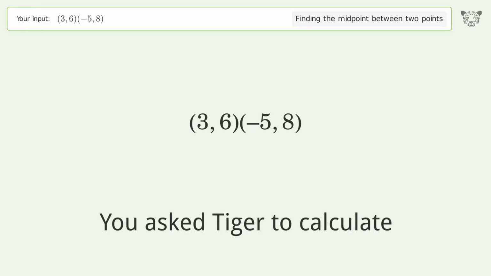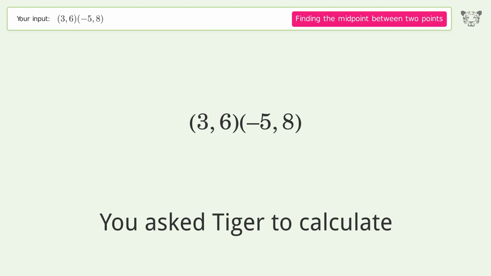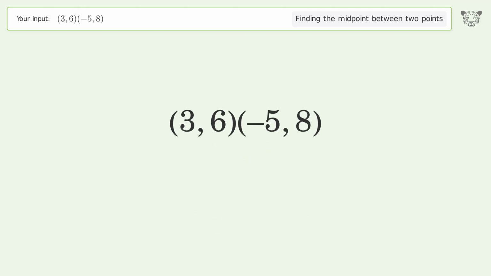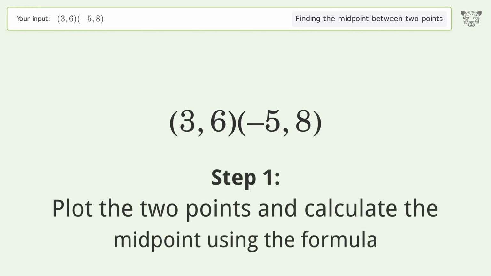You ask Tiger to calculate. This deals with finding the midpoint between 2 points. The midpoint between the 2 points is -1, 7. Let's solve it step by step. Plot the 2 points and calculate the midpoint using the formula.